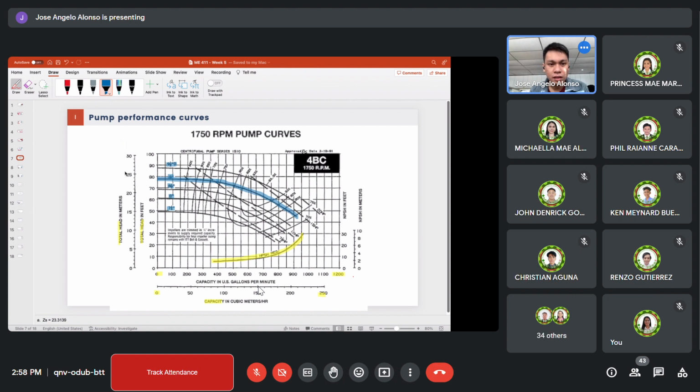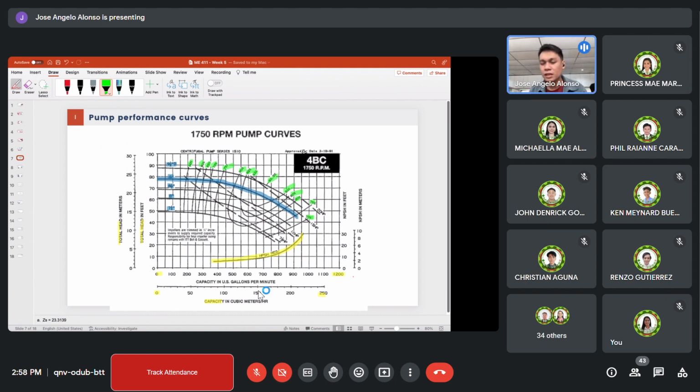Another numbers na mapapansin natin dito is yung mga nasa taas. So, from 50% going to 60%, 65, 70, 75, 80, so on and so forth. Hanggang sa maabot niya yung pinaka-peak, which is 83.5%. Then, pababa na ulit yung value from 83, 82, 80, 75, and 70%. So, those guys, alam naman natin na kapag naka-percentage, siya yung efficiency ng pump.